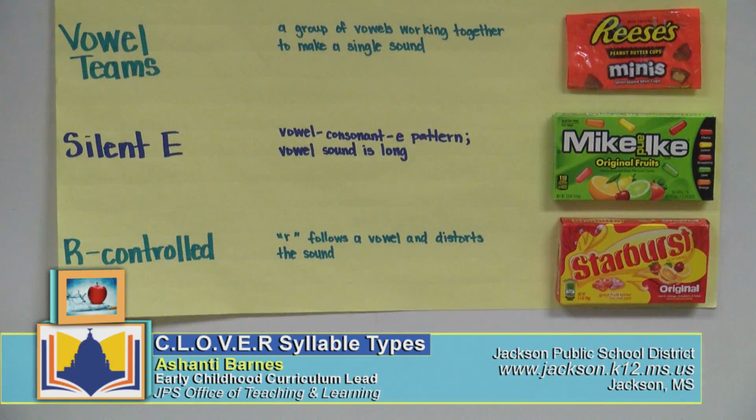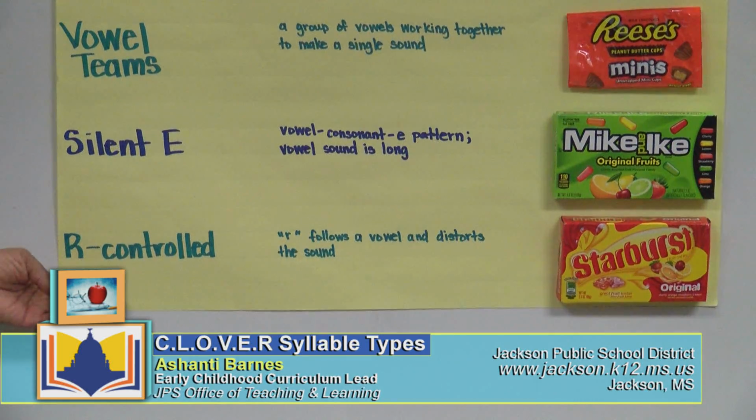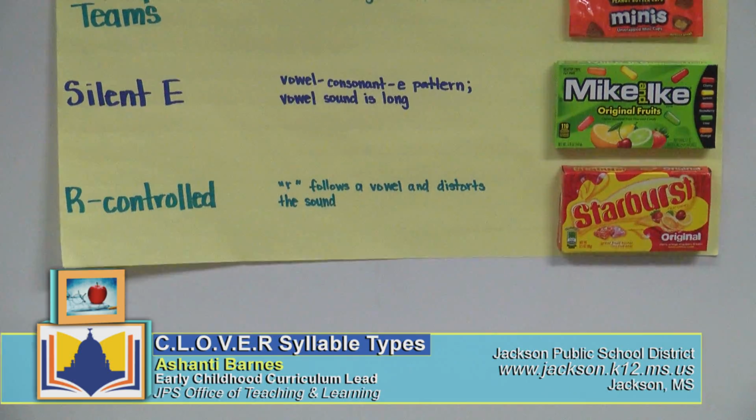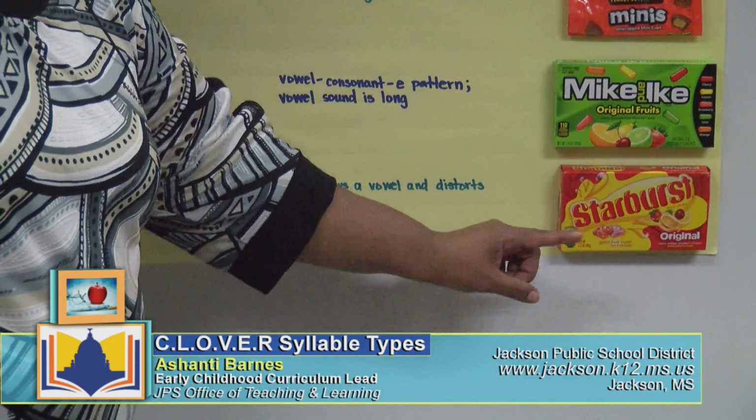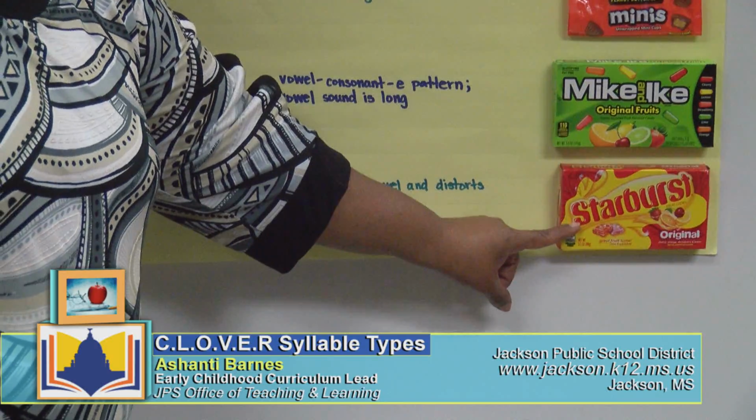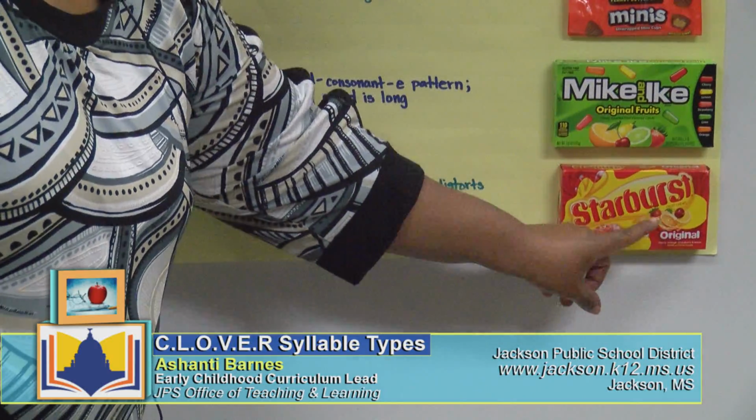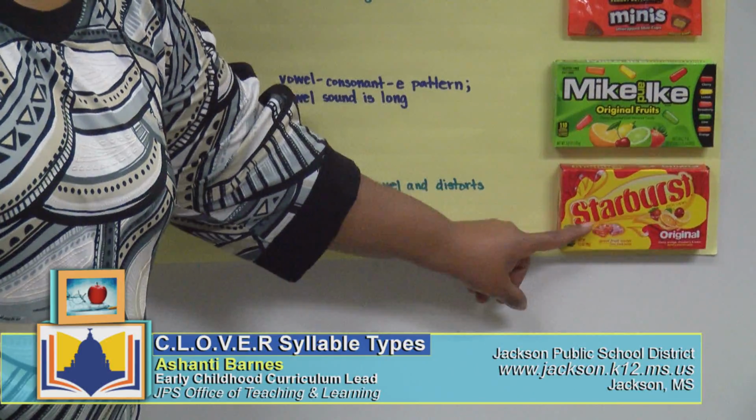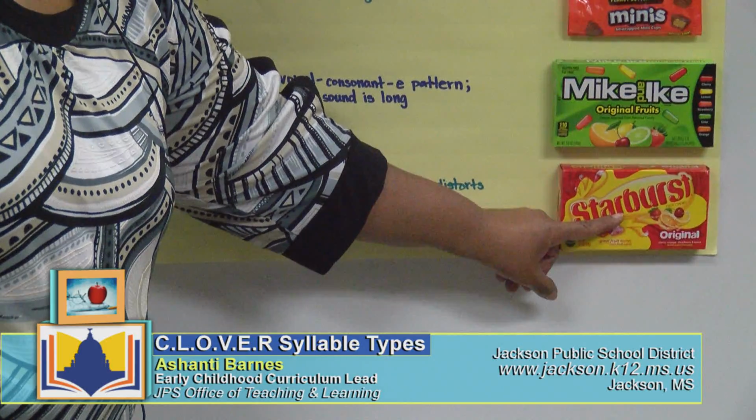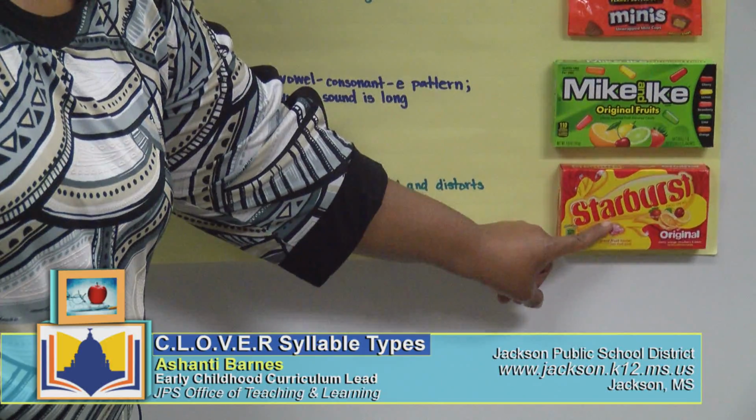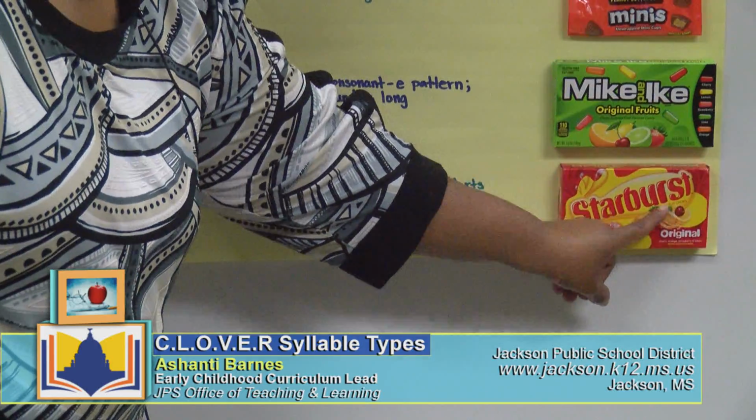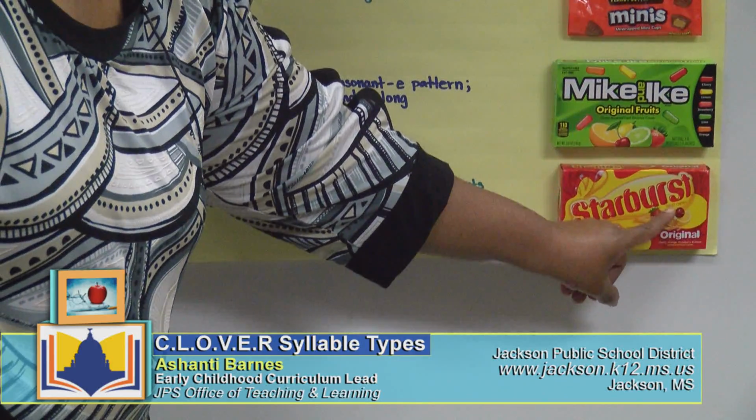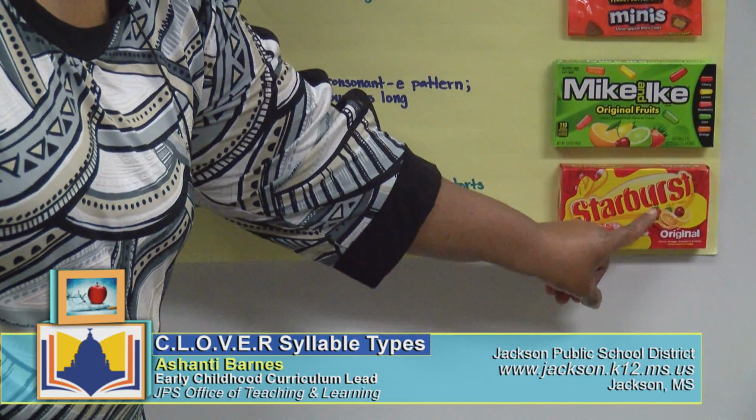And finally, we have our R-controlled syllable type. Now here, the R follows a vowel, and it distorts the sound, just like our candy example, Starburst. Let's look at the 2 syllables in Starburst. Both are R-controlled. The first syllable in Starburst is star. The R distorts the sound of the vowel. The same is true in the second syllable burst. The R distorts the vowel sound.